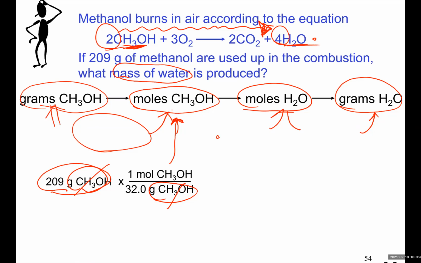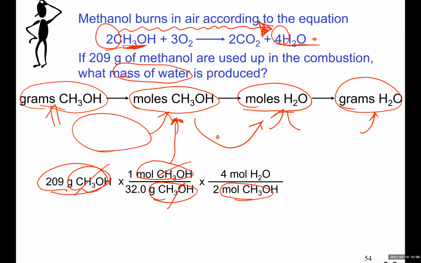Next step, I want to cancel moles of CH3OH and go to moles of water. Where do I write moles of CH3OH? I write moles of CH3OH on the bottom so these two can cancel. And I want to convert to moles of water, so I write that on the top. How do I find the relationship between moles of water and moles of CH3OH? Here. Every 4 moles of water is obtained from 2 moles of CH3OH.